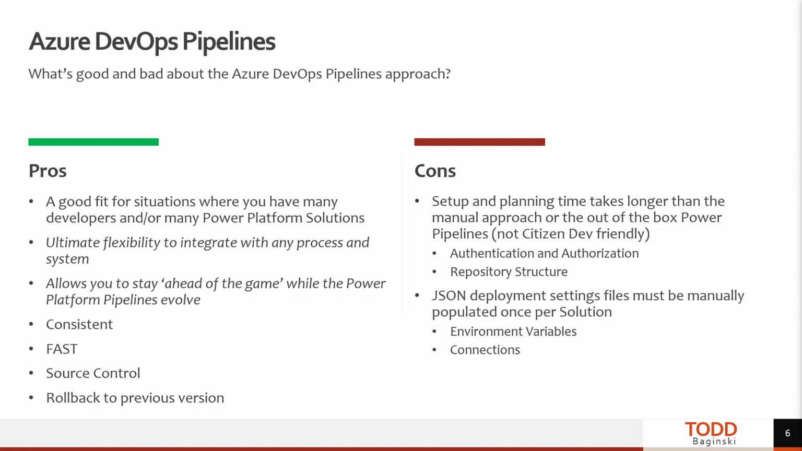And so this is the file that is used to make your solutions portable, if you will, between like a dev, test, QA, and production environment. You would have one JSON file per environment, and you would edit the values in that environment to connect your Power Platform solution to the appropriate connections and environment variables.